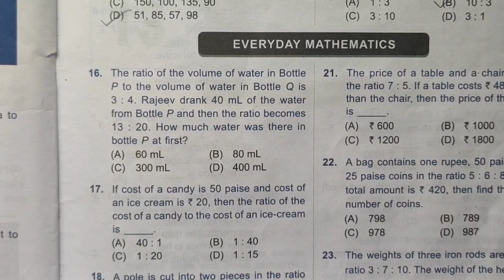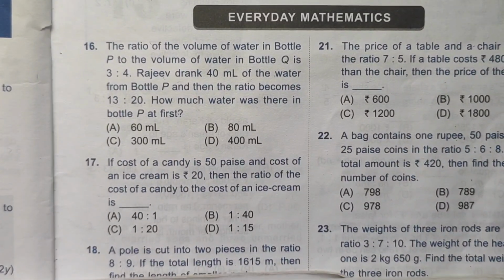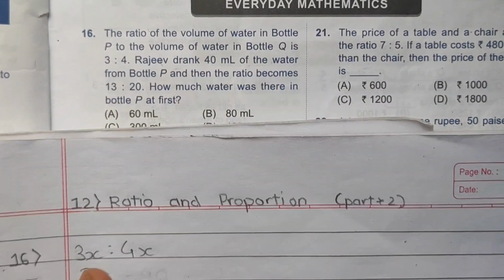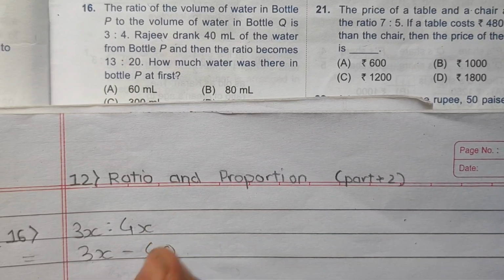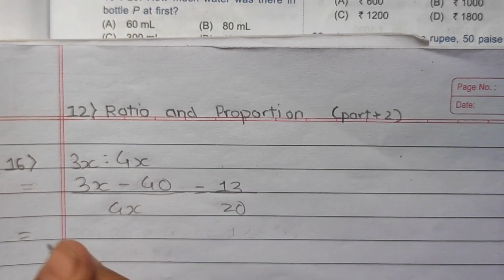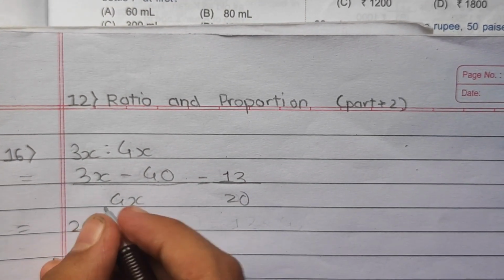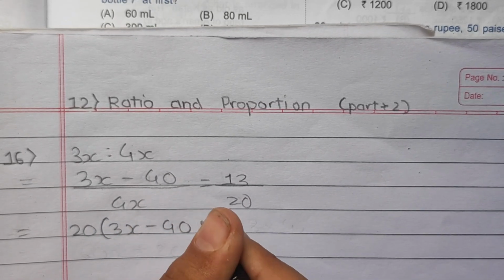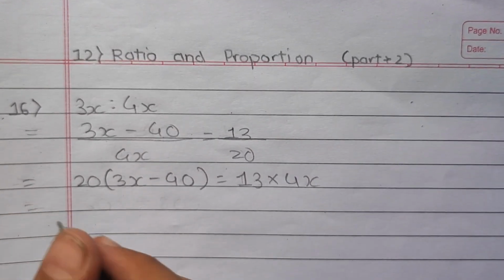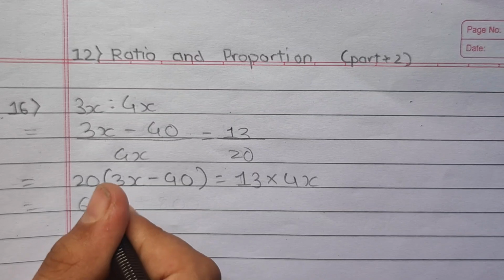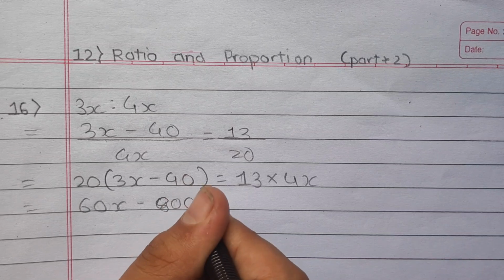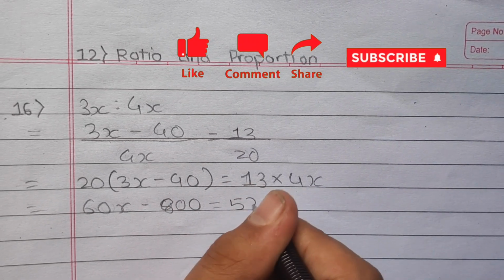Which means first the ratio was 3x is to 4x, and then Rajiv drank 40 ml of water from it, which means (3x minus 40) by 4x, and now the ratio becomes 13:20. So now it will be 20 times (3x minus 40) is equal to 13 into 4x. So now we will solve this. Here 20 into 3 will be 60x minus 40 into 20, which is 800, is equal to 13 into 4, 52x.